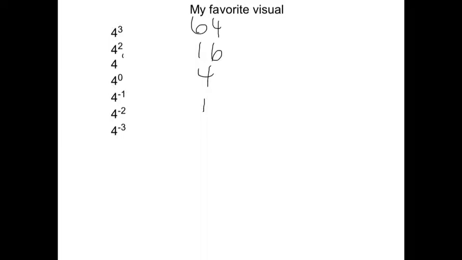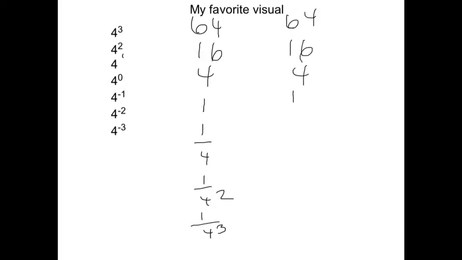There are no 4s there. And as I said in the last slide, if there are no 4s, it doesn't mean there's nothing. It means there's an invisible 1. 4 to the negative 1 is 1/4. 4 to the negative 2 is 1 over 4 squared. And 4 to the negative 3 is 1 over 4 to the third. So I have 64, I have 16, I have 4, 1, 1/4, 1 over 16, 1 over 64.